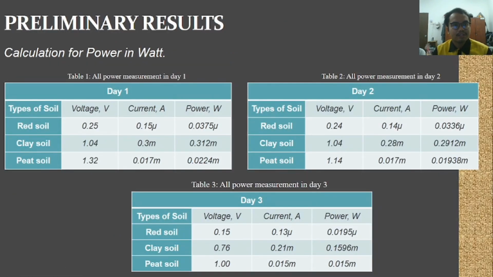So this is my preliminary result. I calculate the power in every soil using the formula P equal to IV. After that, I calculate the result in a table for day 1, divided into 3 types of soil: red, clay and peat. And then for day 2, I also tabulate to get the power, and lastly day 3. I tabulate the result with voltage, current and power for the 3 types of soil, red, clay and peat.